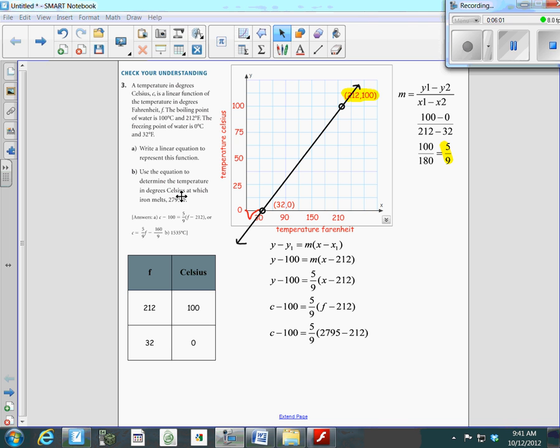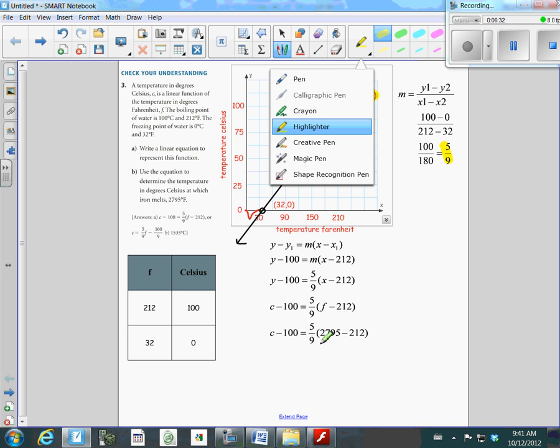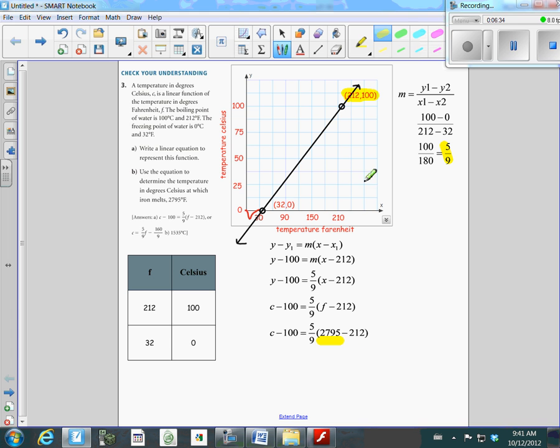The second part of the question, part B, says use the equation to determine the temperature in degrees Celsius at which iron melts at 2,795 degrees Fahrenheit. So that means that we need to convert from Fahrenheit to Celsius. So one thing we could do is use the equation that we've generated in part A. Replace Fahrenheit with the temperature 2,795 degrees. So as you notice, we've done that right here. Replaced F with that number. And now we need to solve for C, Celsius. So let's get out our calculators and isolate that letter C.